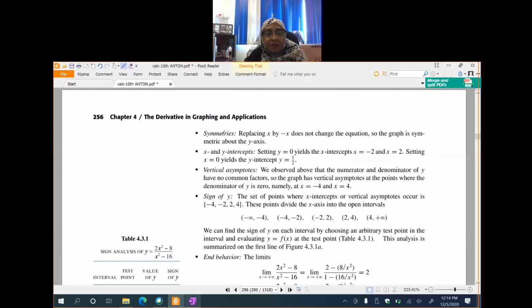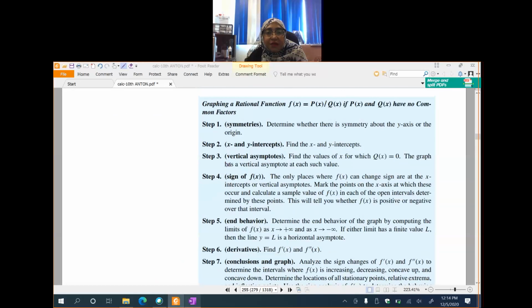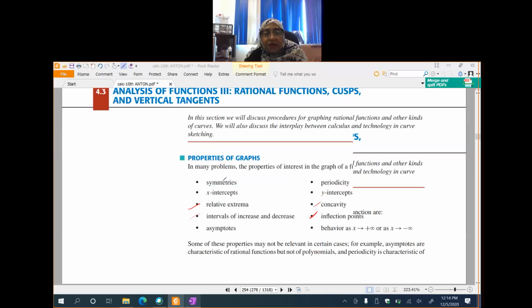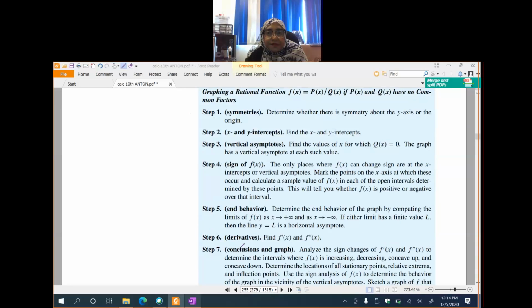From the properties of the graph, we might want to check whether the graph is symmetric or not. What is the x-intercept, the y-intercept, the asymptotes, the end behavior, and then the first and the second derivative to find the relative extrema and the concavity. Let's first focus on the x-intercept as well as the y-intercept and the symmetry.